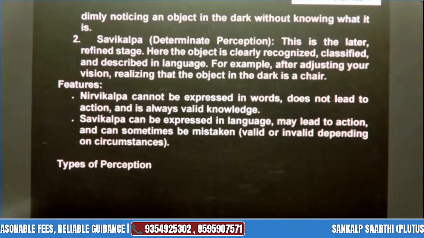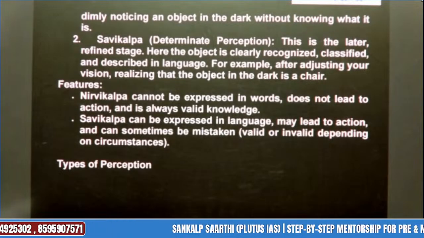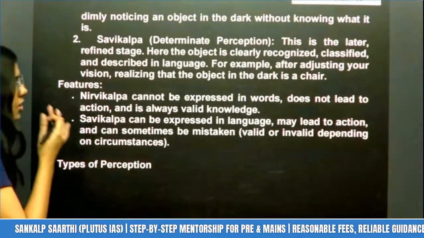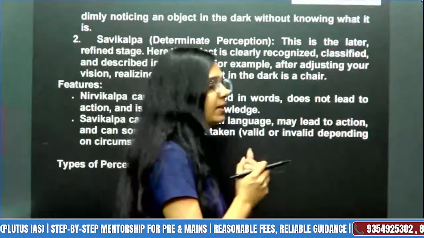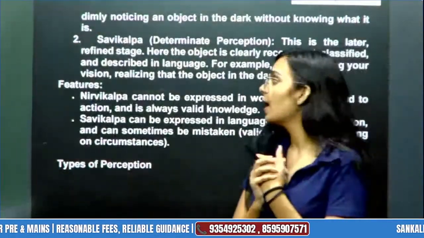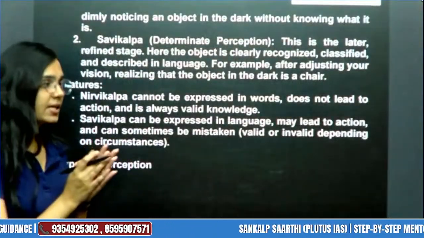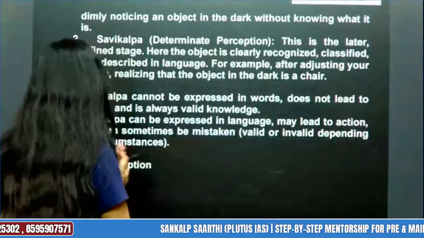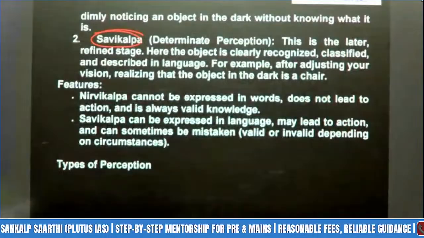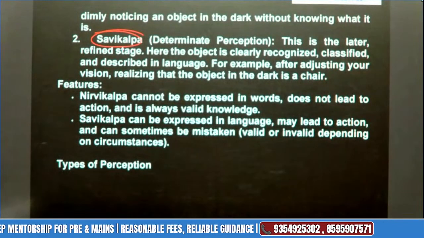Then second, savikalpa, determinate perception. This is the later refined stage, where the object is clearly recognized, classified and described in language. For example, after adjusting your vision, realizing that the object in the dark is a chair. Suppose you move in a room and there is a dim light, you cannot see objects clearly, right? But when we switch on the light, we can see objects very clearly. So this is the differentiator. That is savikalpa. And when you see objects in a fading manner, that's nirvikalpa.